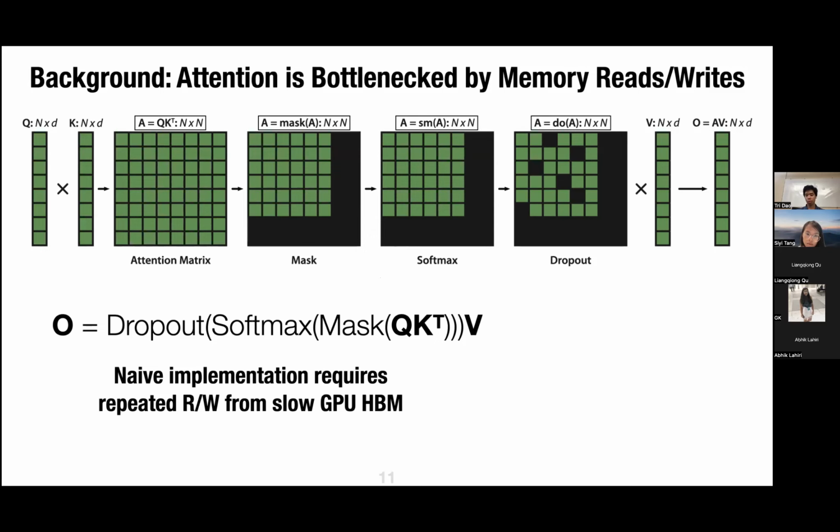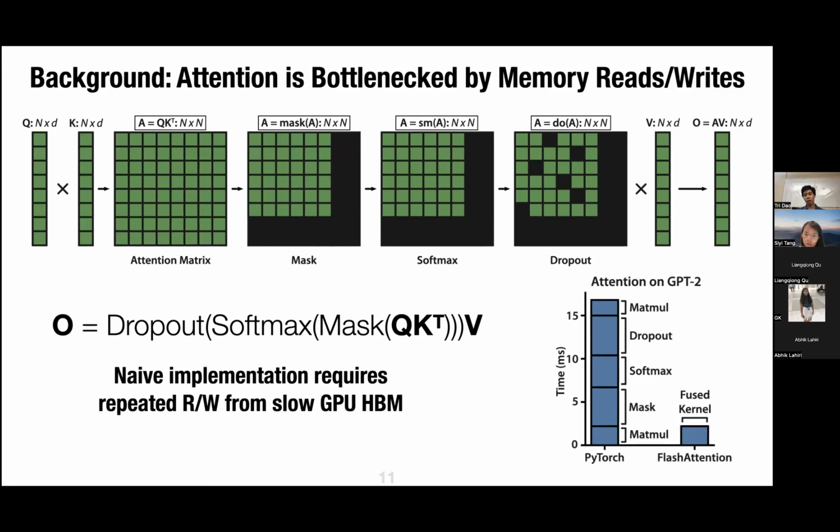Just as a preview of the result, here I'm comparing against the PyTorch attention implementation and our FlashAttention implementation, and they compute the same thing. We're not changing the output. We're not changing the math. They compute the same thing.